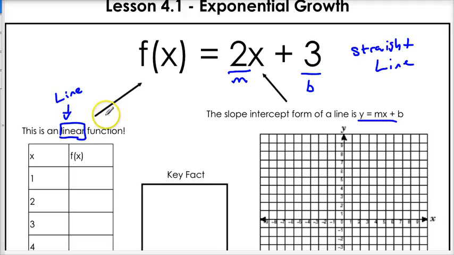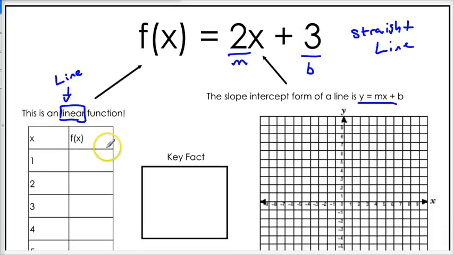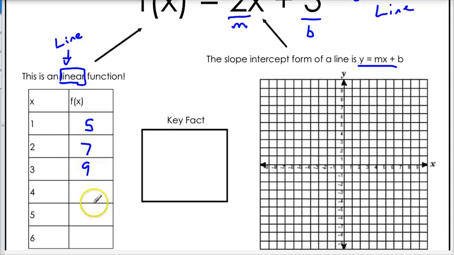All right. Now, if you look at the table of values, if you put this function into your calculator, what you should see is, at 1 you should see 5, at 2 you should see 7, at 3 you should see 9, at 4 you should see 11, at 5 you should see 13, and at 6 you should see 15. And if you notice here, when you look at this table, it always goes up by the same amount. See, it's always going up by 2, right? Every time it goes up by 2.